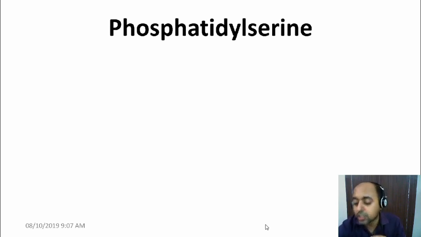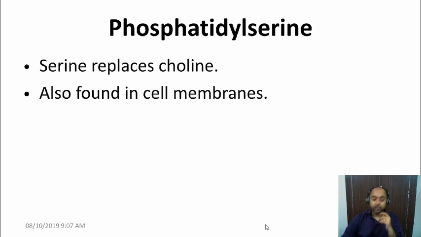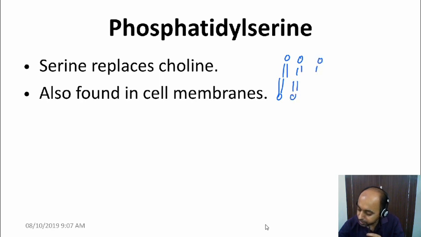Now we come to the phosphatidylserine. This is very, very important. Obviously, here the serine will replace the choline. It is found in the cell membrane, but its orientation is different from what we see in case of the others. You remember that the cell membrane is a lipid bilayer.